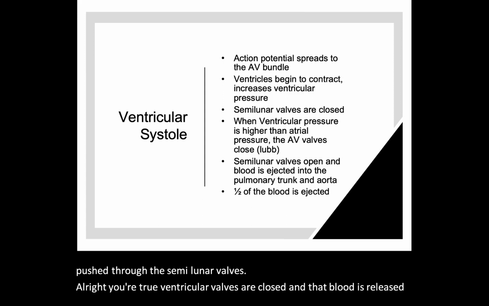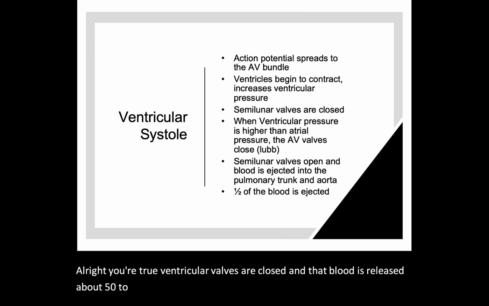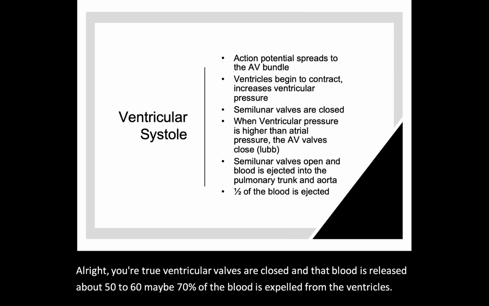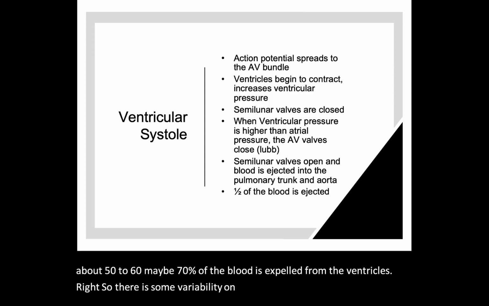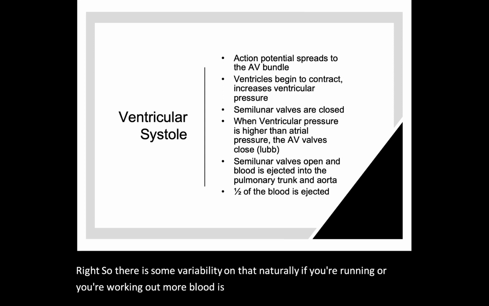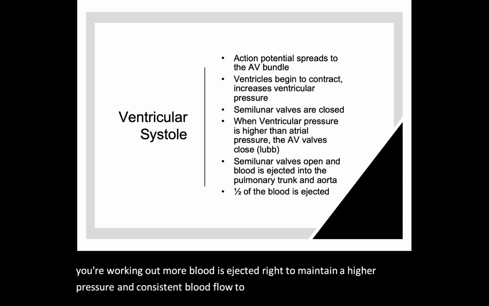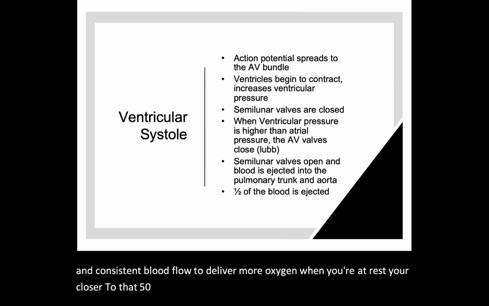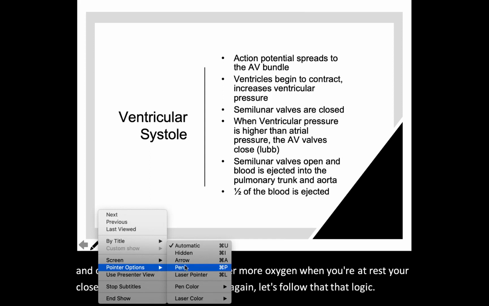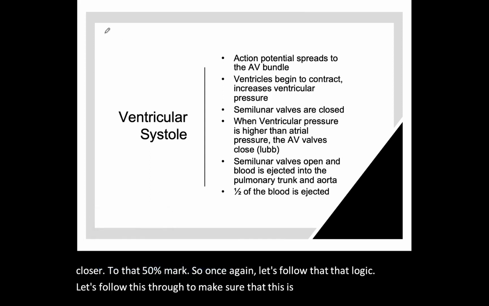Your atrioventricular valves are closed, and that blood is released. About 50 to 60, maybe 70% of the blood is expelled from the ventricles. Right? So there is some variability on that. Naturally, if you're running or you're working out, more blood is ejected, right, to maintain a higher pressure and consistent blood flow to deliver more oxygen. When you're at rest, you're closer to that 50% mark. Right? So once again, let's follow that logic. Right? Let's follow this through to make sure that this is making sense.